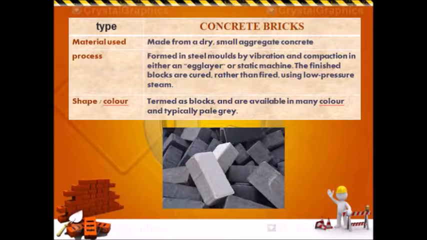Okay, next is concrete bricks. Material used in concrete bricks is made from a dry, small aggregates concrete. The process of concrete bricks is formed in steel molds by vibration and compaction in either an egg layer or static machine. The finished blocks are cured rather than fired using low pressure steam. The shaped concrete bricks is in terms as blocks and are available in many colors and typically pale grey.